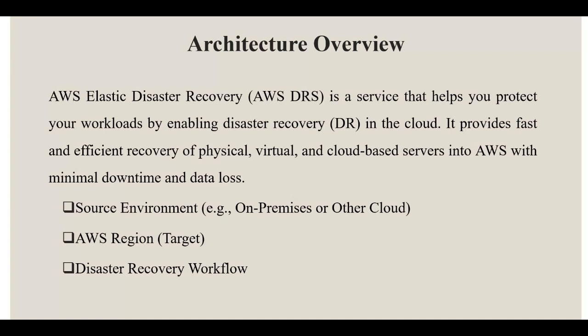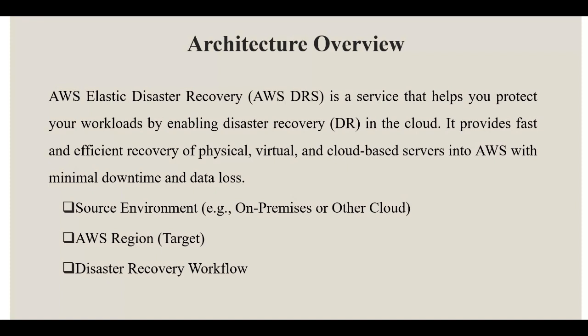components. The first one is the source environment. For example, it contains on-premises or other cloud-based applications. The source environment is where you will recover your applications and data from, and this could be an on-premises server, a VMware environment or another cloud. So in the source environment, we can easily recover our applications and data, and it contains the on-premises, other cloud or virtual machine environment.